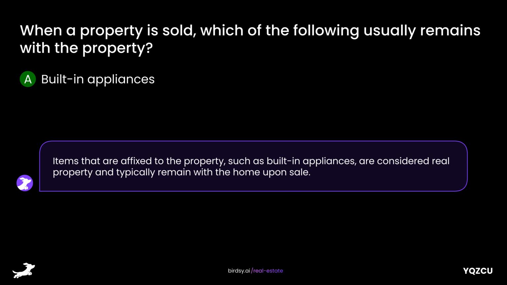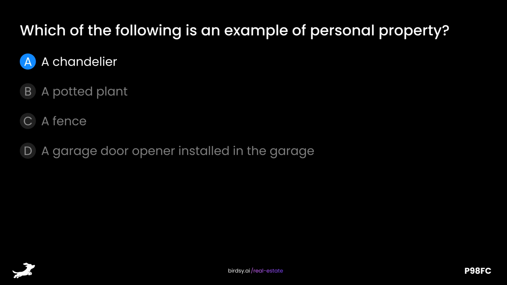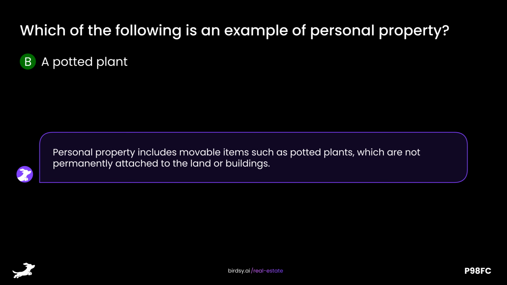home upon sale. Which of the following is an example of personal property? Is it A, a chandelier, B, a potted plant, C, a fence, or D, a garage door opener installed in the garage? The answer is B, a potted plant. Personal property includes movable items such as potted plants, which are not permanently attached to the land or buildings.